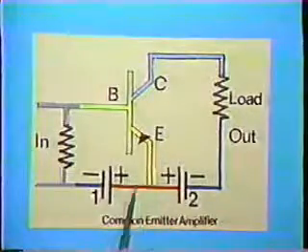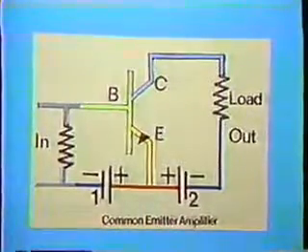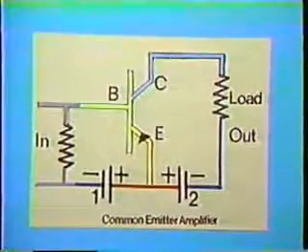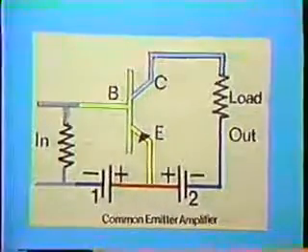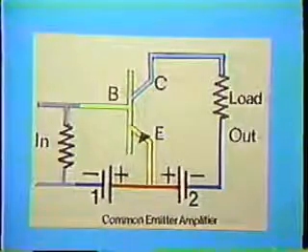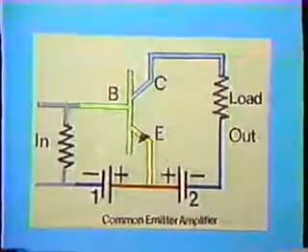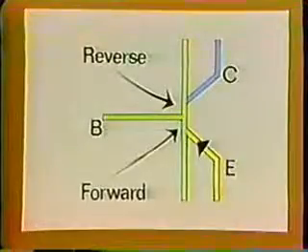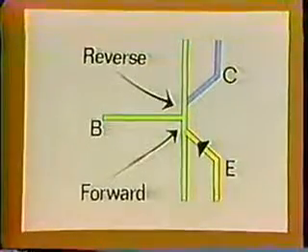Now let's look at the common emitter amplifier. This is the most common and most used transistor amplifier. The common emitter amplifier can provide voltage gain, current gain, and power gain.